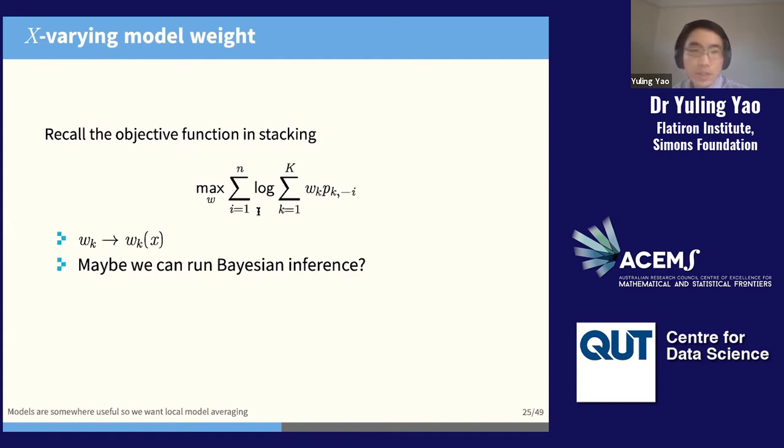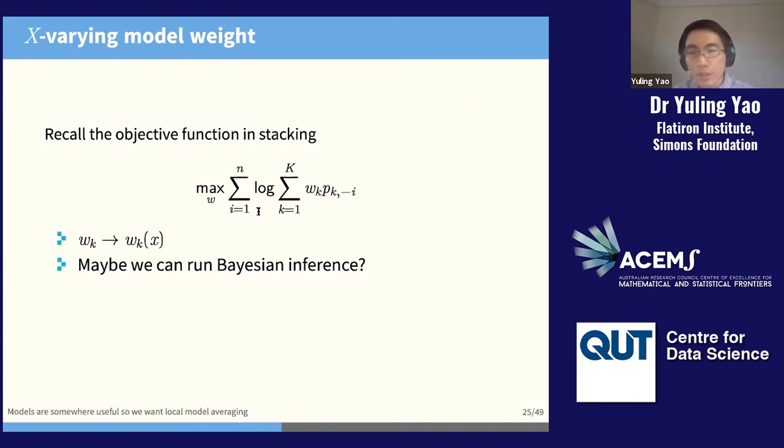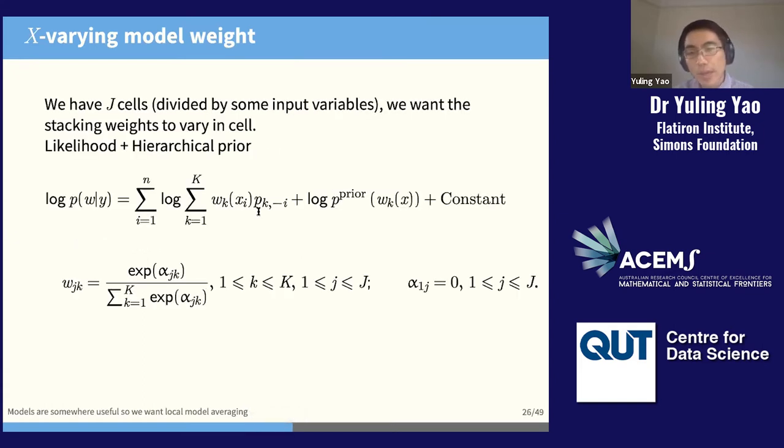And two, instead of doing this optimization problem, we want to run some Bayesian inference, because we want to get some uncertainty measure of the model weights. The naive solution is that we can just treat this objective function as a likelihood. If it's a likelihood, then I can add a prior on w_k(x), because we know how to do nonparametric Bayesian inference and how to put priors on functions. Then we get this seemingly correct posterior density, which is the sum of this log likelihood and log prior. Of course there might be a constant, but that's irrelevant to the computation.